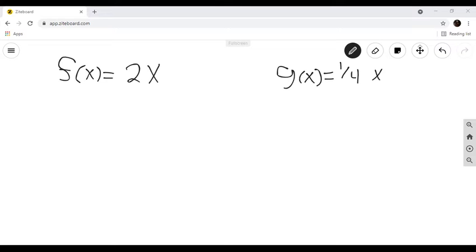So there's really just not a lot that I want to show you today about what we're going to be getting into with functions, and that is composition of functions. It's pretty useful, pretty powerful, but it's not very complicated.